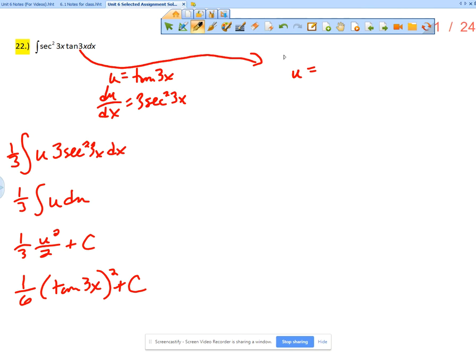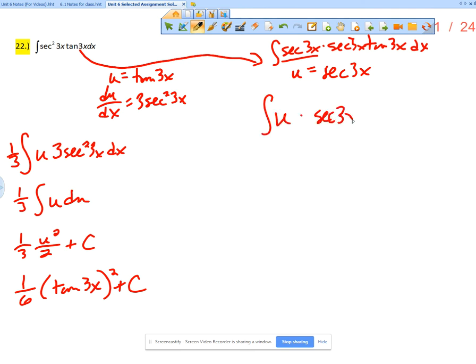This one's a little bit trickier because we have to think about the integral not as secant squared, but now as secant of 3x times secant of 3x times tangent of 3x dx. Now if I do that, I let u equal secant of 3x. I'm only going to take the first secant of 3x to equal my u. Then I have secant of 3x tangent of 3x dx.